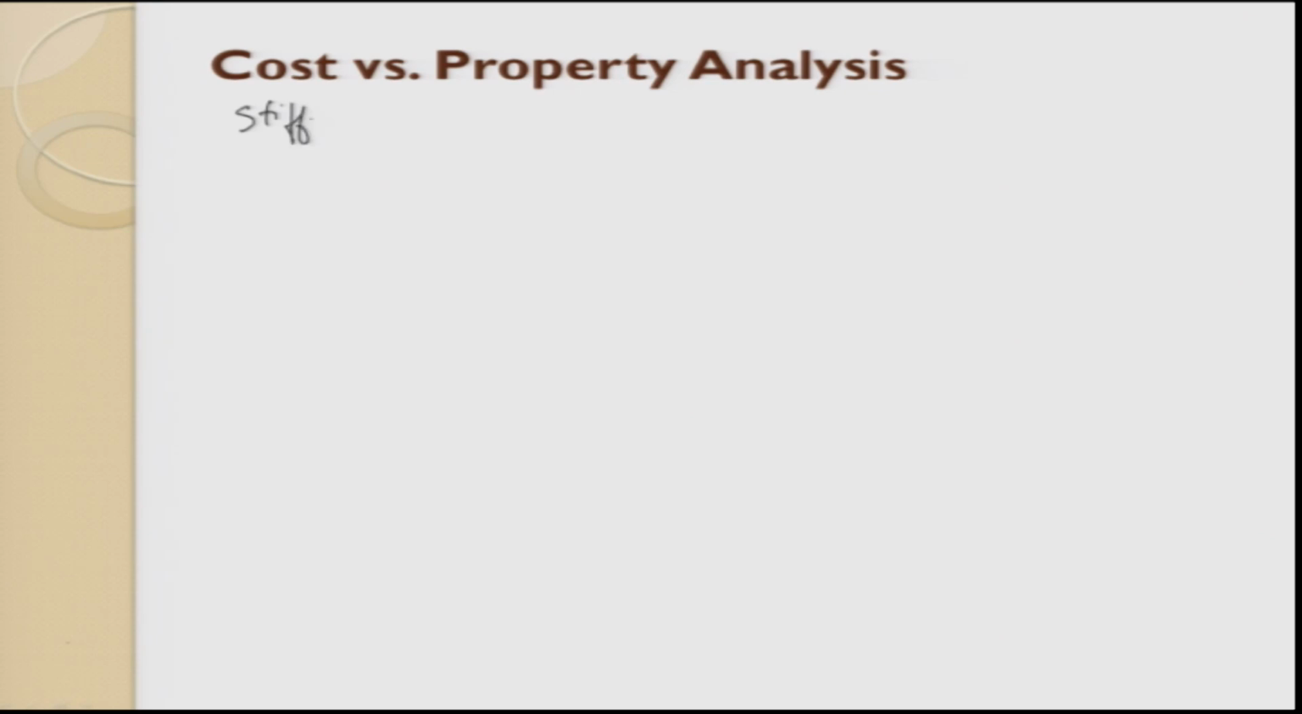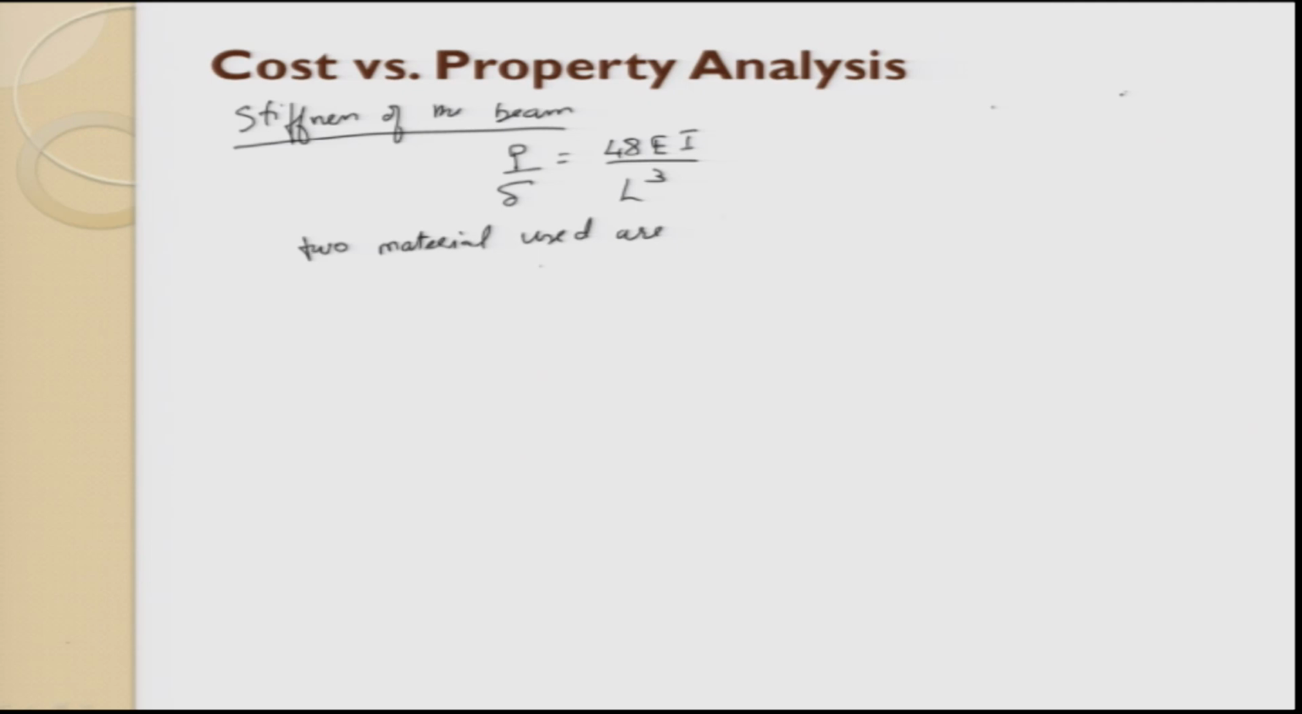How do you find out the stiffness of the beam? The stiffness of the beam is 48 EI by L cube, where the stiffness is directly proportional to EI. So for the two materials used, alpha and beta, E alpha I alpha equals E beta I beta.